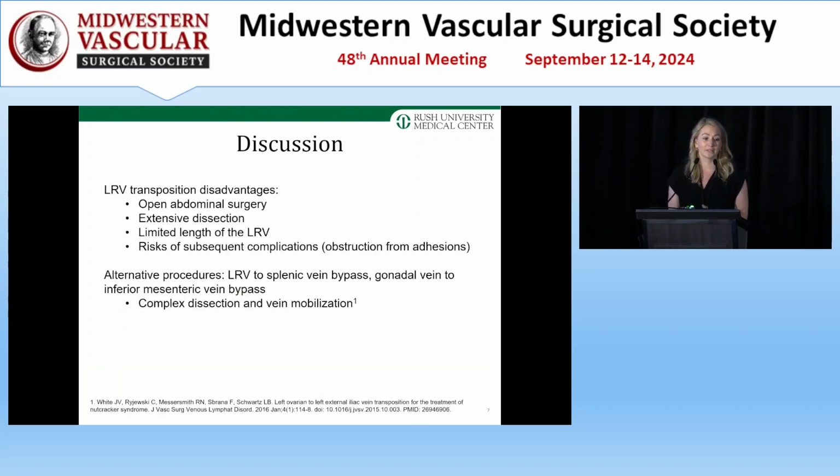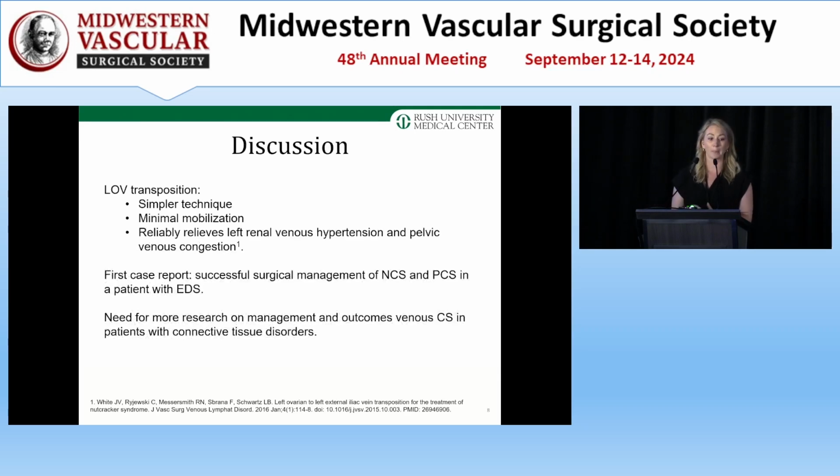In conclusion, left renal vein transposition has been the mainstay of treatment in Nutcracker, but has several disadvantages, including the need for a large open abdominal surgery in a population of relatively young patients, as well as the limited length of the renal vein for relocation, and subsequent complications such as bowel obstructions. Alternative procedures have been suggested, including left renal vein to splenic vein and proximal gonadal vein to inferior mesenteric vein bypass. However, these procedures also involve complex mobilization of veins.